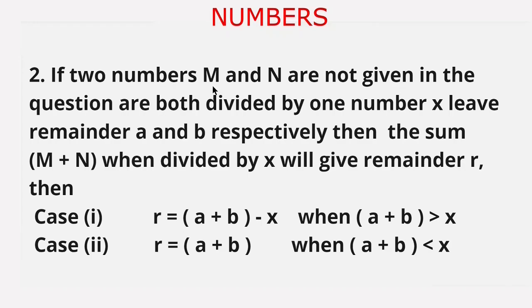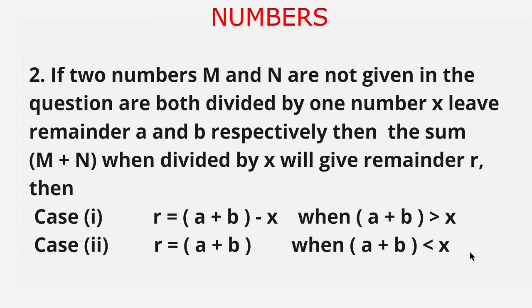Tip 2 for remainder. If two numbers m and n, not given in the question, are both divided by one number x, and leave remainders a and b respectively, then the sum m plus n when divided by x will give remainder r. Case 1: r equals a plus b minus x when a plus b is greater than x. Case 2: r equals a plus b when a plus b is less than x.